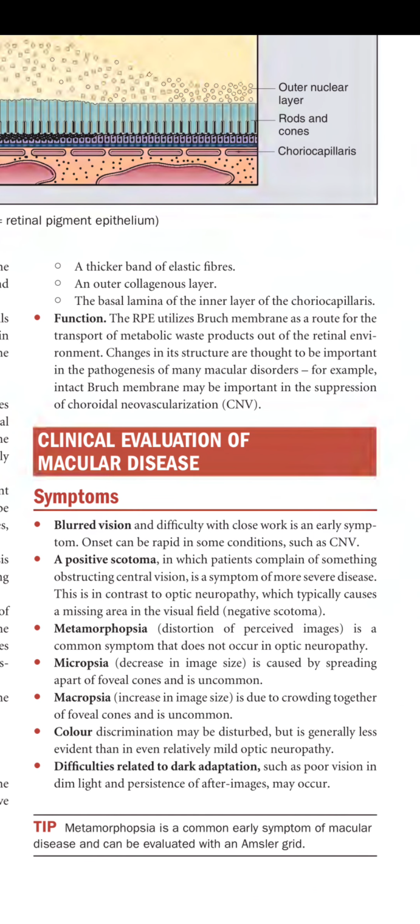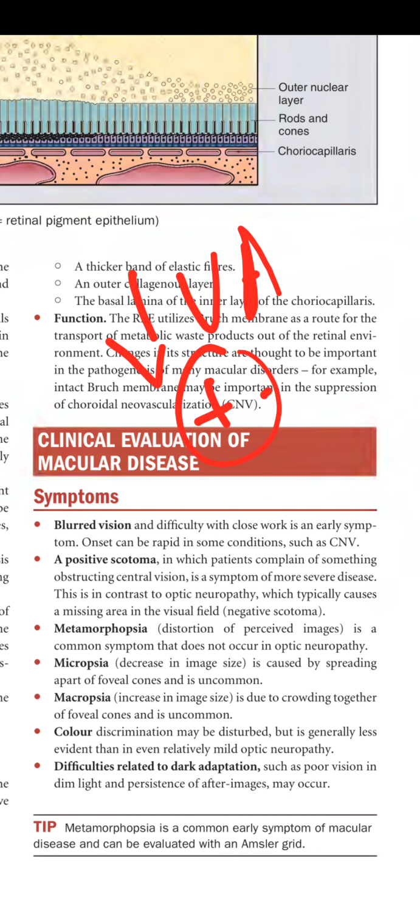So symptoms include blurred vision and difficulty with close work as early symptoms. Onset can be rapid in some conditions such as CNV. So basically, there can be a decrease in visual acuity. There are two things known as positive scotoma and negative scotoma.